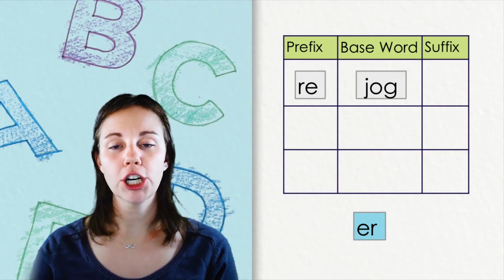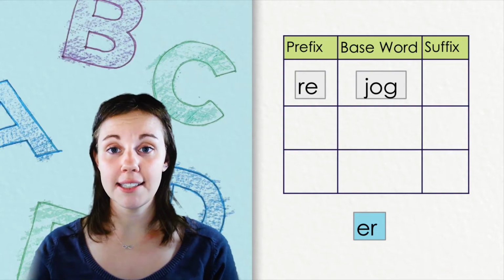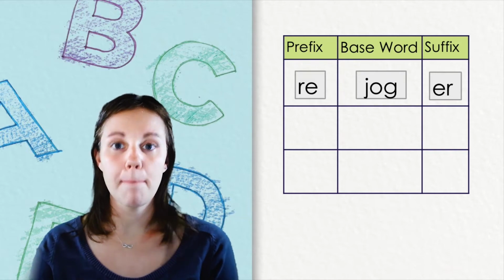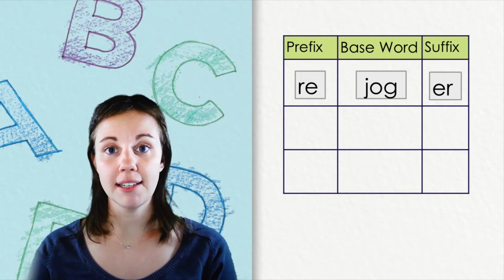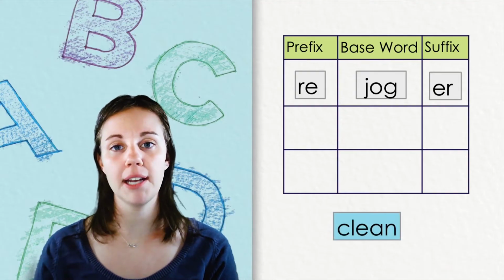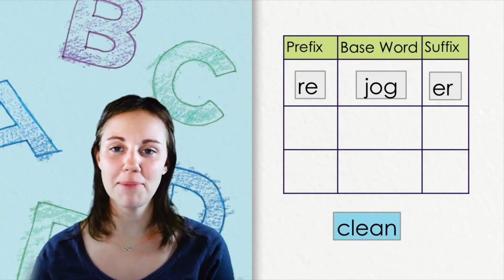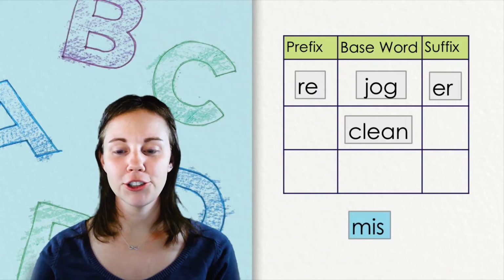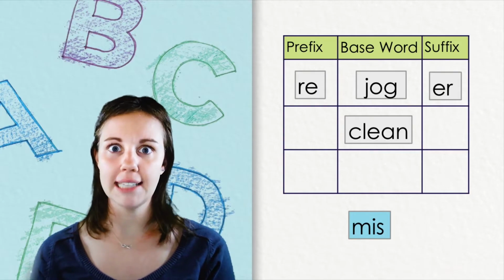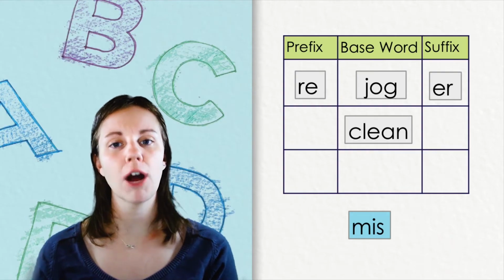Try this one. You've got it. Is a suffix. It gets attached to the end of the word to make it mean more, or like a person, teacher. How about this one? Clean. Of course, that one's a base word. Try miss. Notice that it's miss with just one S. That is a prefix. It means wrongly.